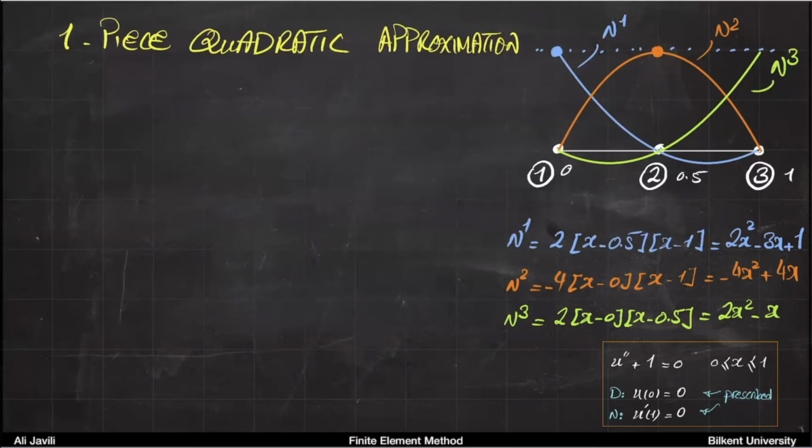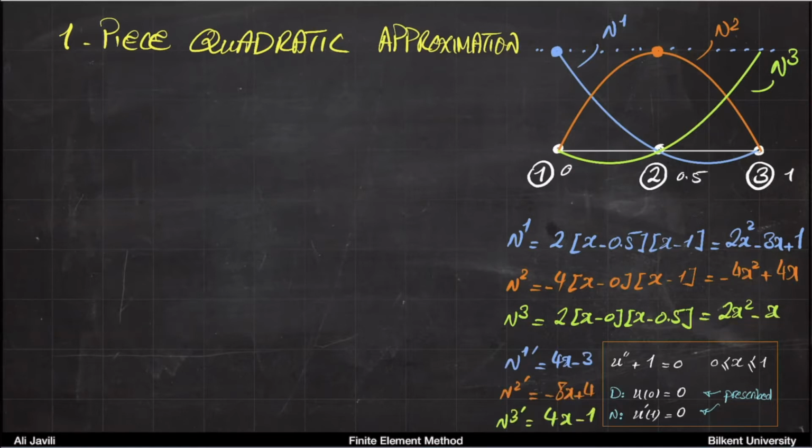We will need their derivatives soon. So let me also calculate their derivatives. So N1 prime, the derivative of N1 with respect to x, is 4x minus 3. N2 prime is minus 8x plus 4. You can calculate the derivative from this expanded form so that it's easier to see. And N3 prime is 4x minus 1. All right, so we have that.